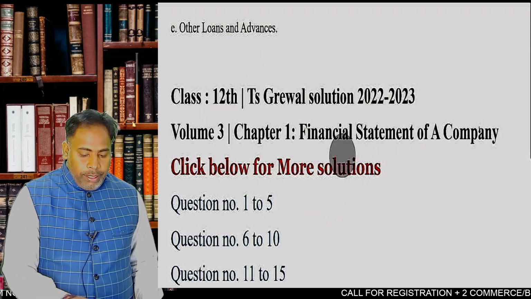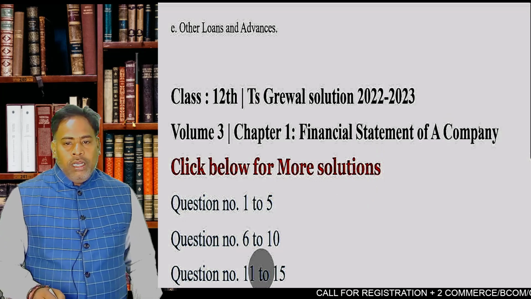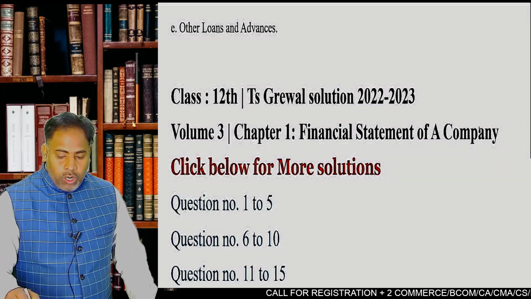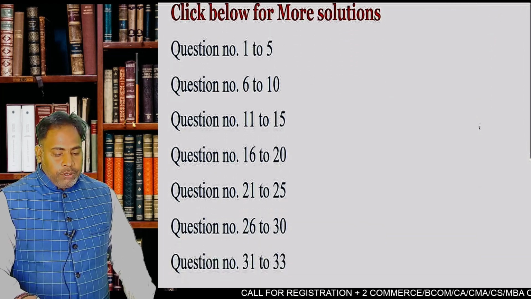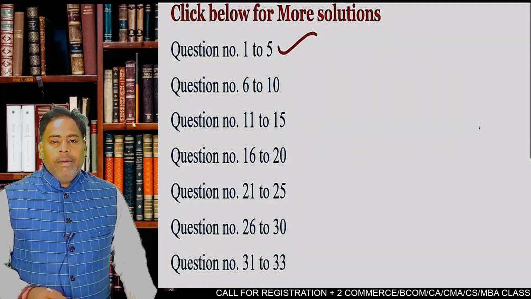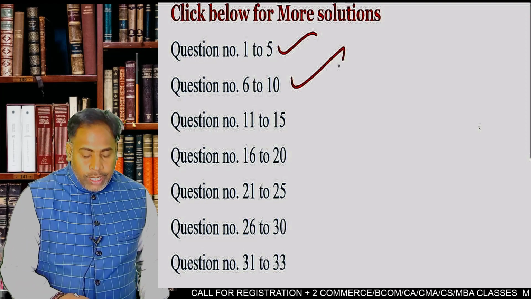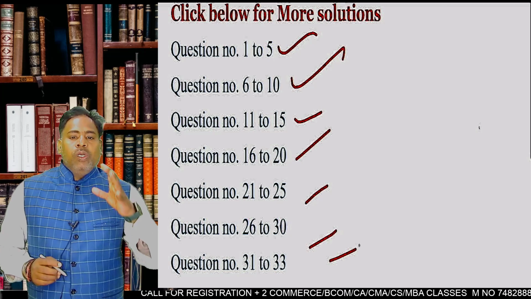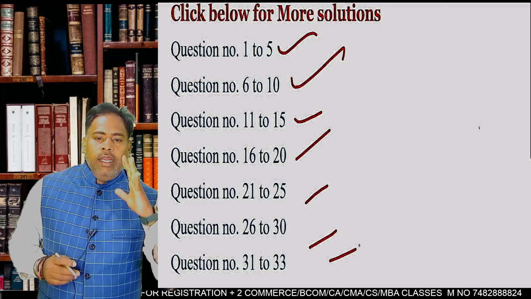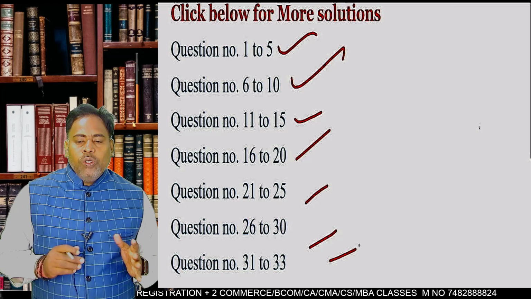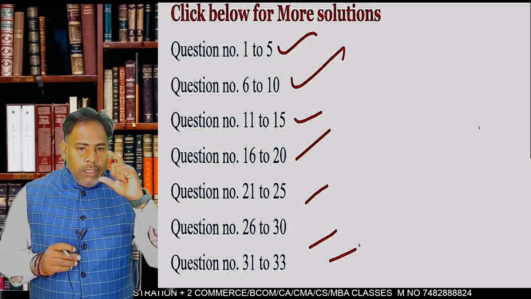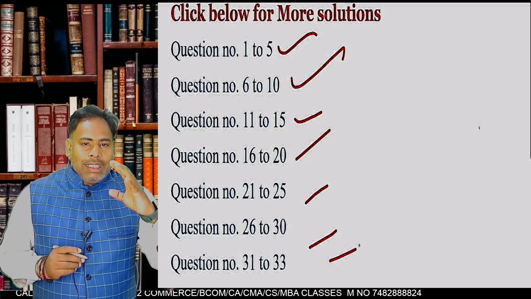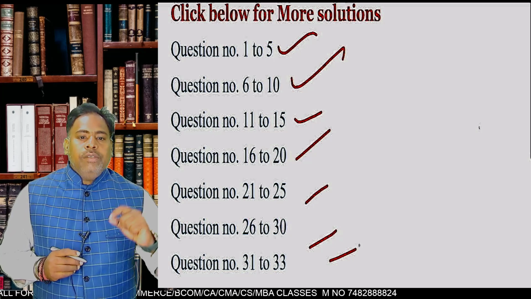So in the financial statement chapter, I have covered questions 1 to 5. Then question numbers 6 to 10 are pending, and then 11 to 15. So I am going to cover around 4 to 5 questions in each video. So continuously follow my videos. You can get them in the playlist. You can get the T.S. Grewal solutions, all the solutions chapter-wise and question-wise.